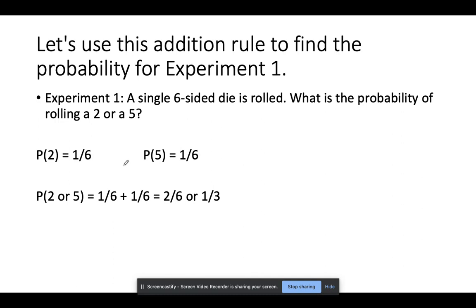There's a theme today. When you see the OR, you're going to be adding some probabilities. Now, we'll make a slight change to that in a little bit, but for the most part, for these ones at the beginning, you will be adding those two probabilities together.